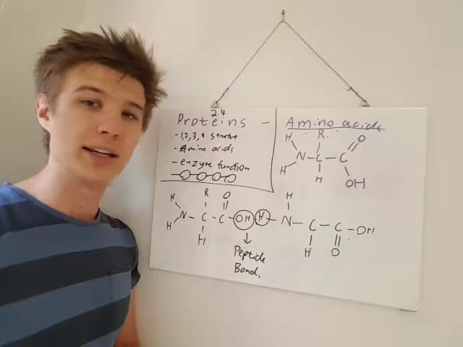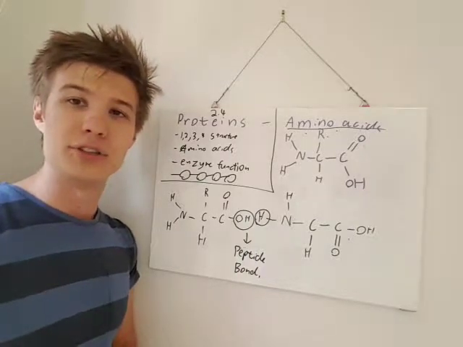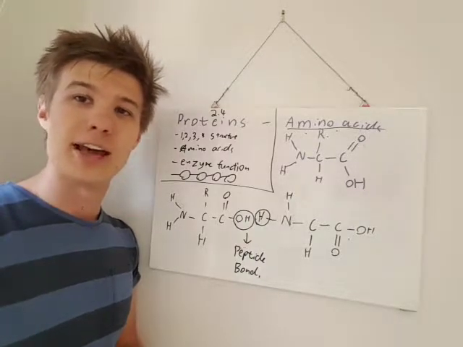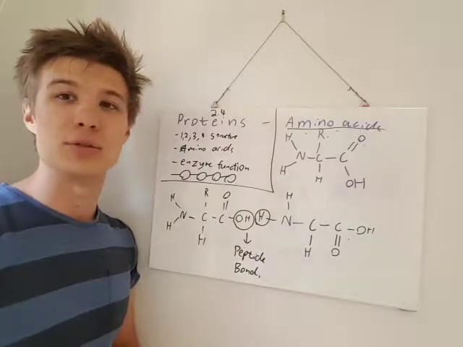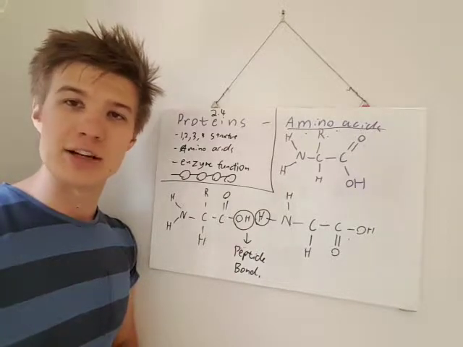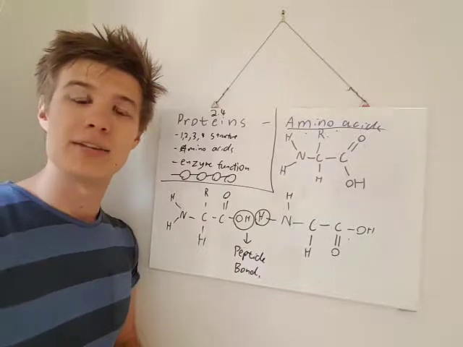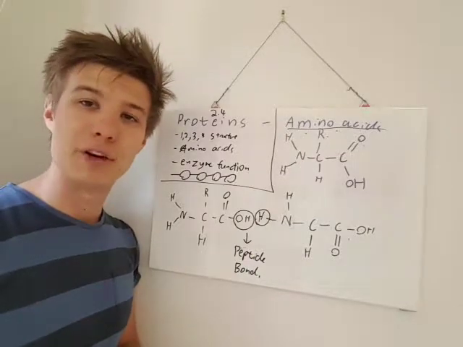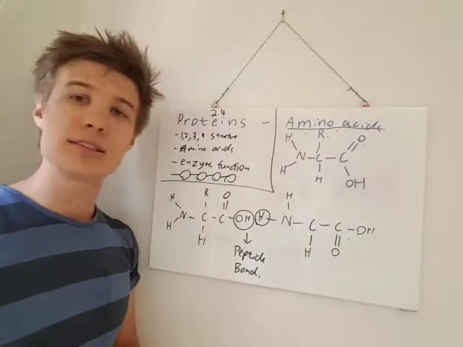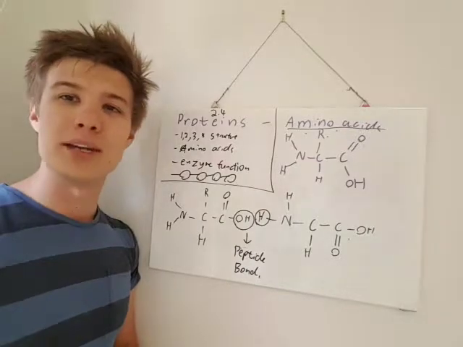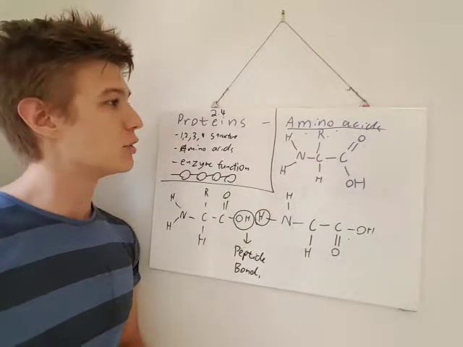In the same way that a key is different to a tennis racket, they have different shapes, and keys are good for unlocking things, and tennis rackets are good for hitting things. They have different shapes, they have different functions. In this case, we get our shape from our amino acids. Now let's look at an amino acid.